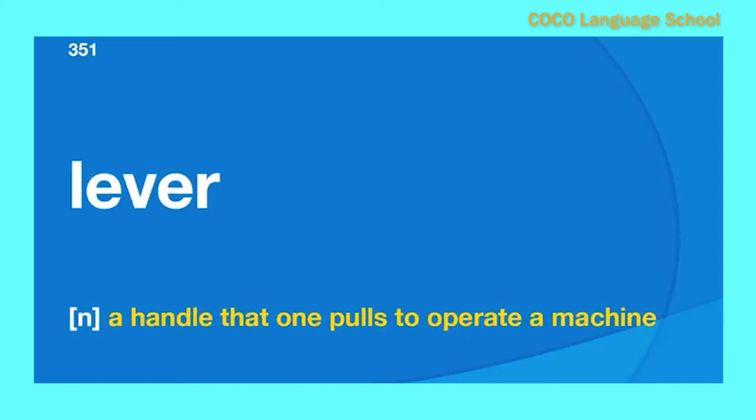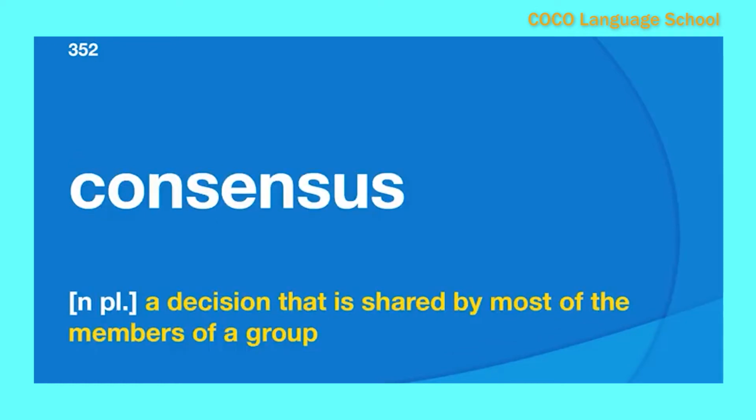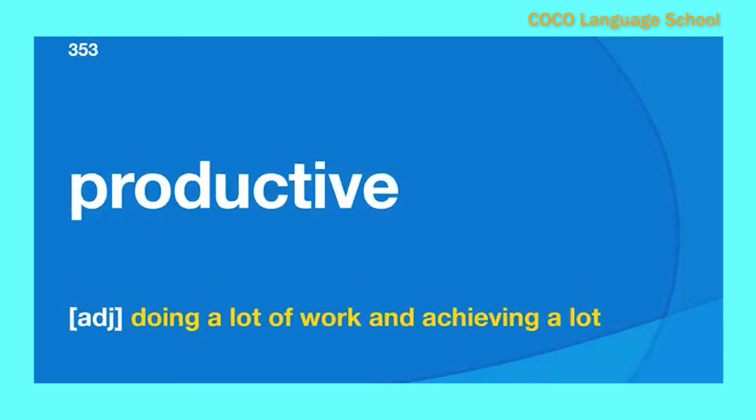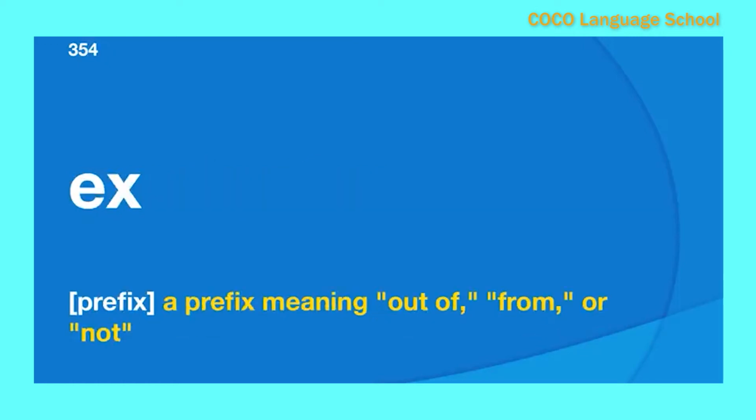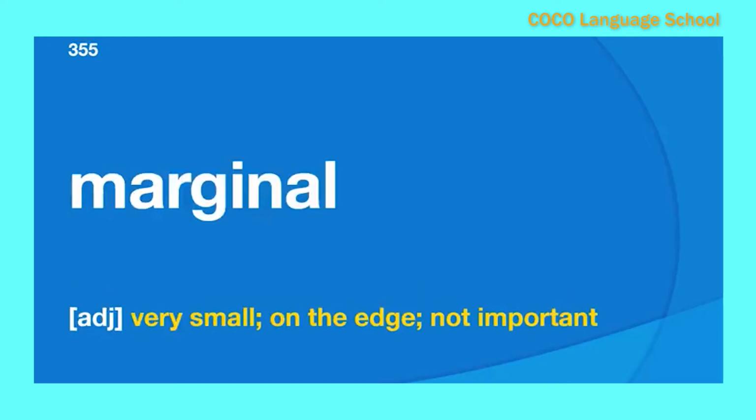A handle that one pulls to operate a machine. Lever. A decision that is shared by most of the members of a group. Consensus. Doing a lot of work and achieving a lot. Productive. A prefix meaning out of, from, or not. X. Very small on the edge, not important. Marginal.